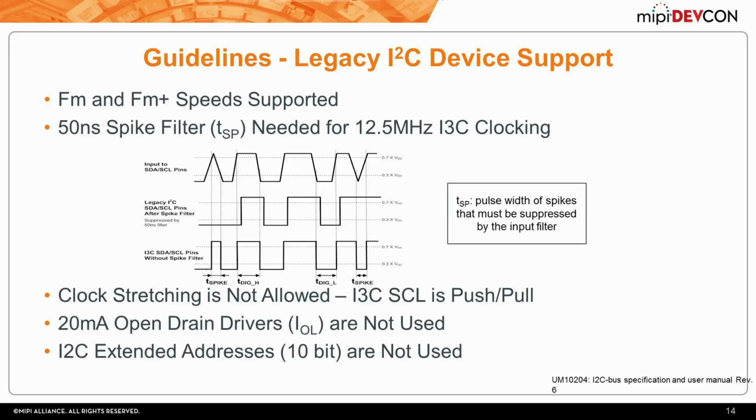Now, the I3C devices themselves do not have this spike filter because we want them to see the 12.5 megahertz clocking and data go back and forth on the bus. So this is really important from an implementation standpoint.